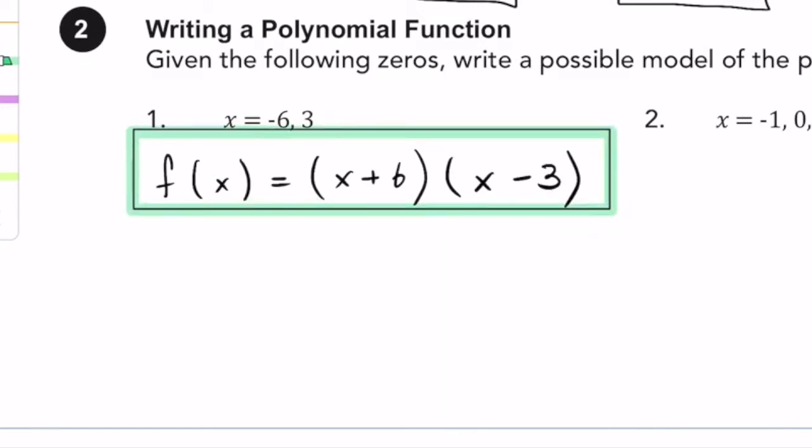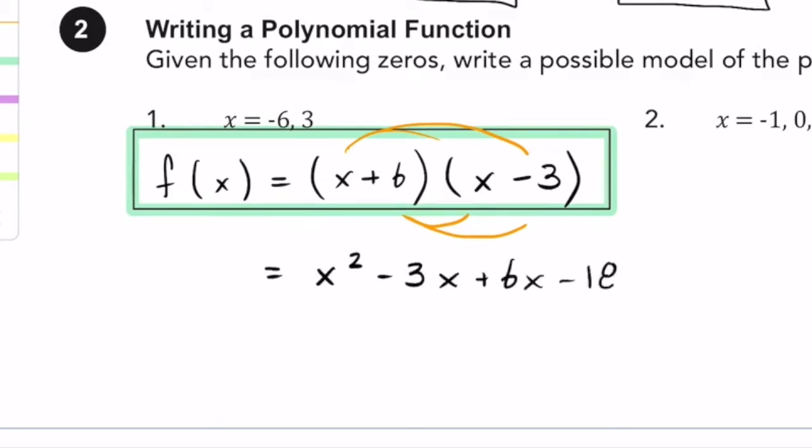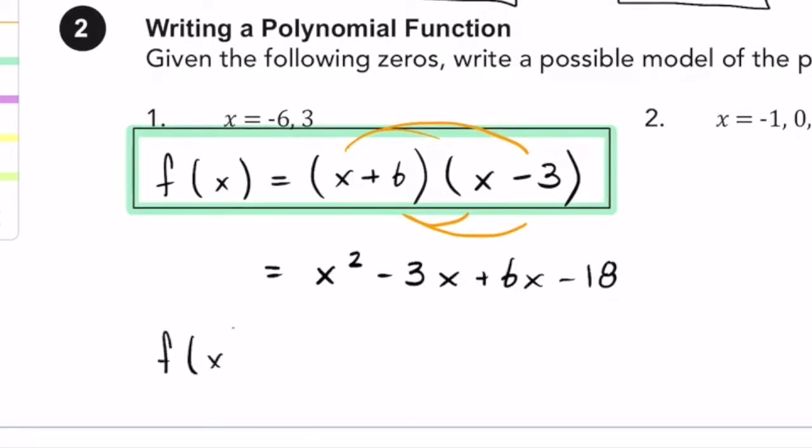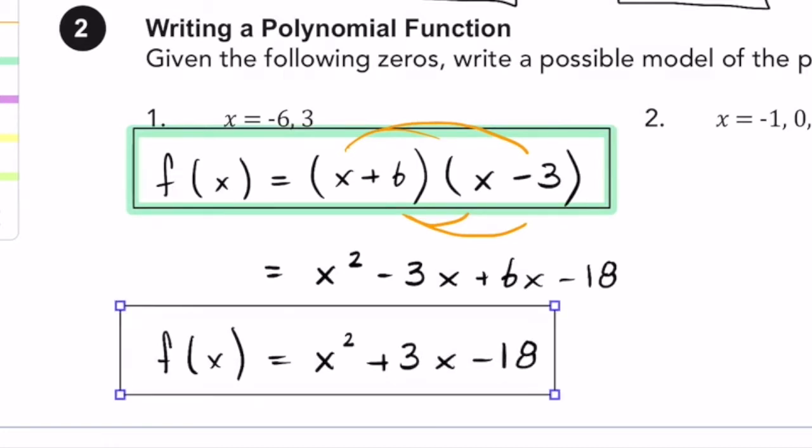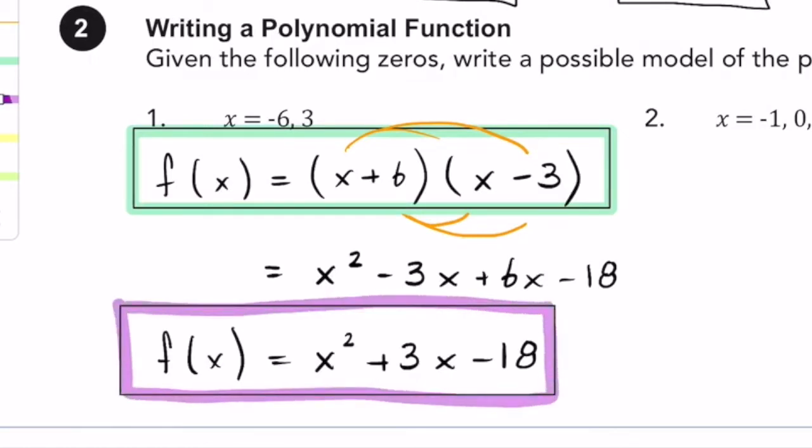Now, if you were to multiply this out into standard form, that would tell you to distribute your first terms to your second set of parentheses. When we do that, we would end up with x squared minus 3x plus 6x minus 18, which we can simplify to our standard form equation of x squared plus 3x minus 18. So depending on the directions, you could be writing your function in either form.